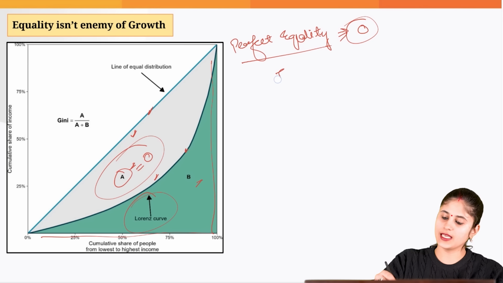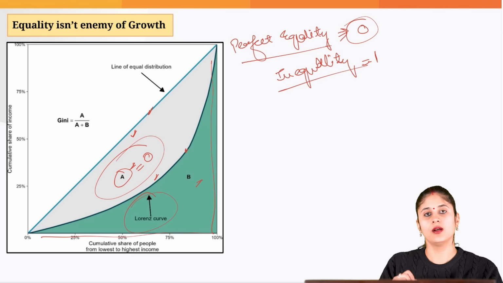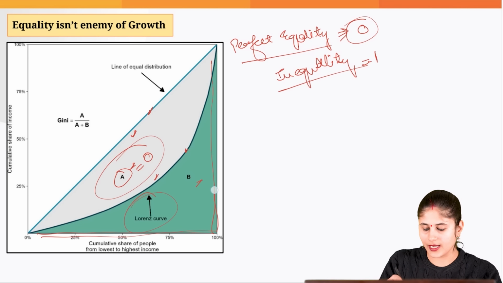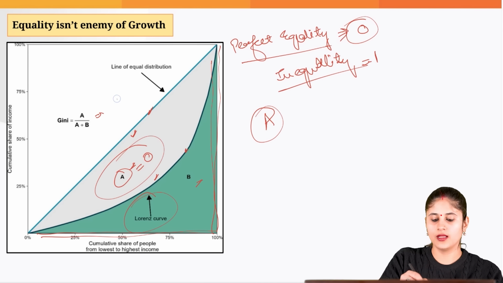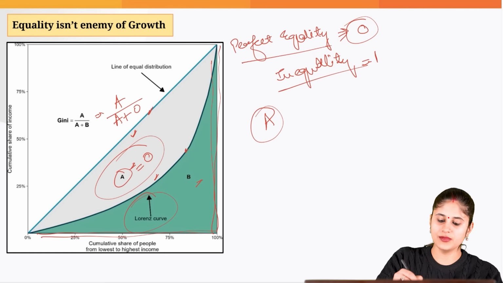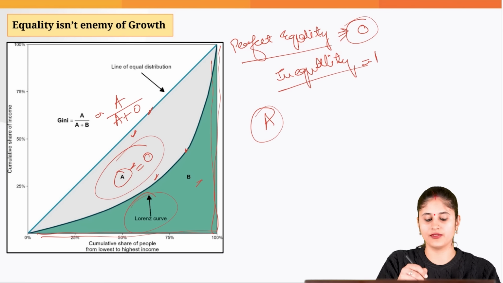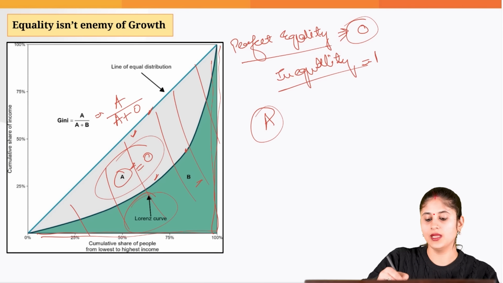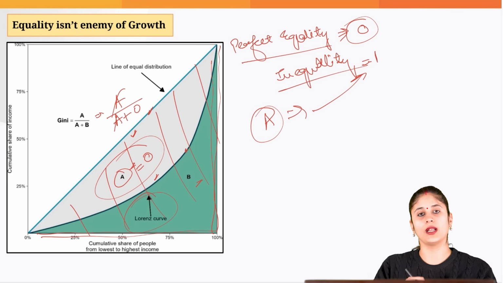The reverse would be the case when we talk about perfect inequality. In this case, your Gini coefficient would be equal to 1. Why? Because this entire area would become A. And what is the formula? A divided by A plus B. Here B would become 0 because your Lorenz curve in this case would be coinciding with this particular graph. This entire area would become A only. So A divided by A, Gini coefficient would be 1.